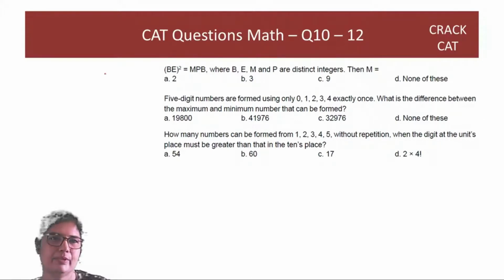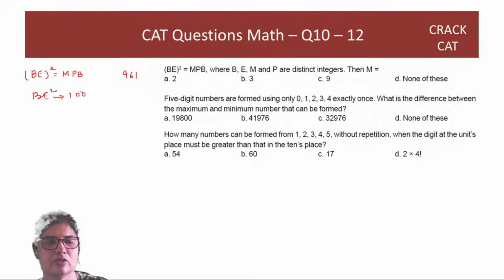BE square is MPB. So the square of a 2-digit number, right? BE is a 2-digit number. Its square is a 3-digit number. Now what is the highest 3-digit perfect square? It's 961. So the square's range, sorry, is from 100 to 961. So B can take values 1, 2 or 3. Right? Because if the square is like this, the root will be 10 to 31. But B is the units place of a perfect square.